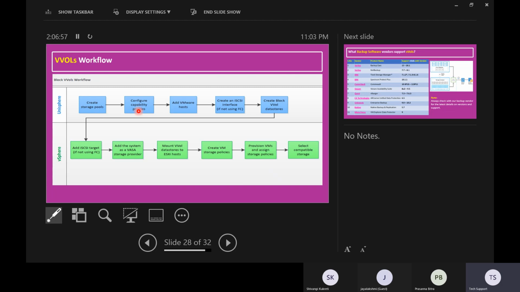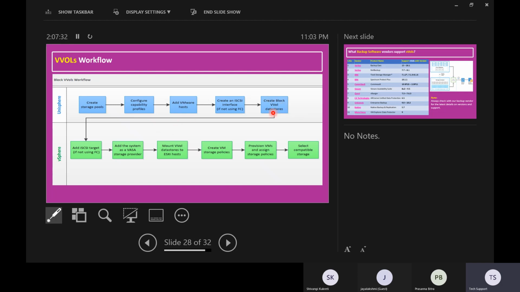So obviously we have profiles we need to configure. Once we configure profiles like gold, bronze, silver, and add the VMware ESXi host to our storage level, we also need to provide the access. So add the VMware host to the storage level and create an iSCSI interface if not using fiber channel. Suppose you are not using fiber channel, in that scenario you can configure iSCSI also, and create a block virtual volume data store. In our software level, whenever you create a data store, it is called a VVOL data store, or another name is storage container.